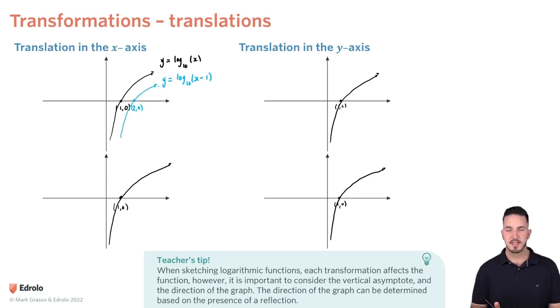The difference in this case is because we've shifted it to the right, and it will be the same thing when we shift it to the left, we now have to worry about our asymptote. So there's a vertical asymptote whenever we shift our logarithmic graph left or right.